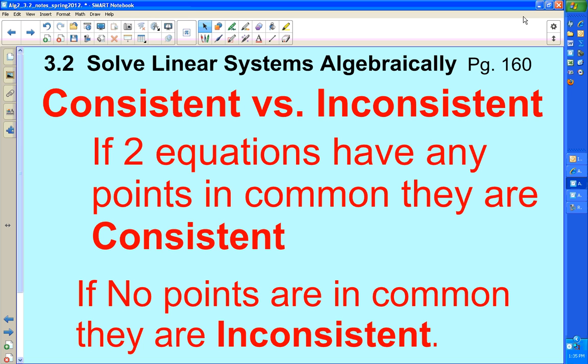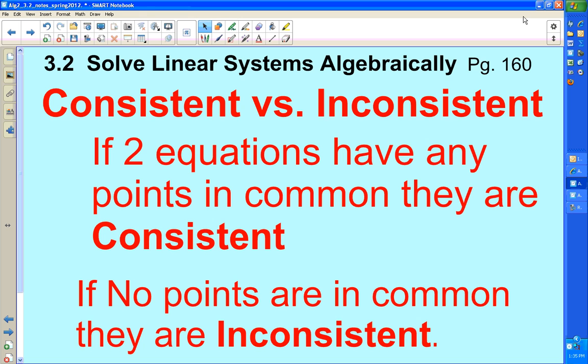So, consistent versus inconsistent. Consistent means you have at least one point in common. Inconsistent means no points in common. If there's no points in common, what's the system look like? Parallel. Two lines that are parallel. Now remember, everything we deal with is in a plane. So when we're graphing, if there's nothing in common, it's going to look like this. It's going to be parallel.